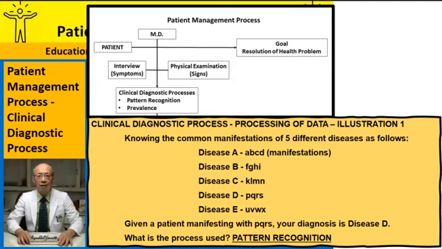Given the patient manifesting with PQRS, your diagnosis is disease D. What is the process used? Pattern recognition.